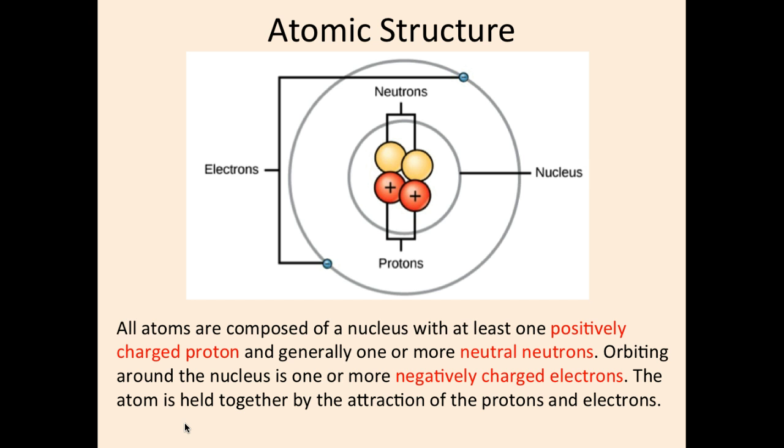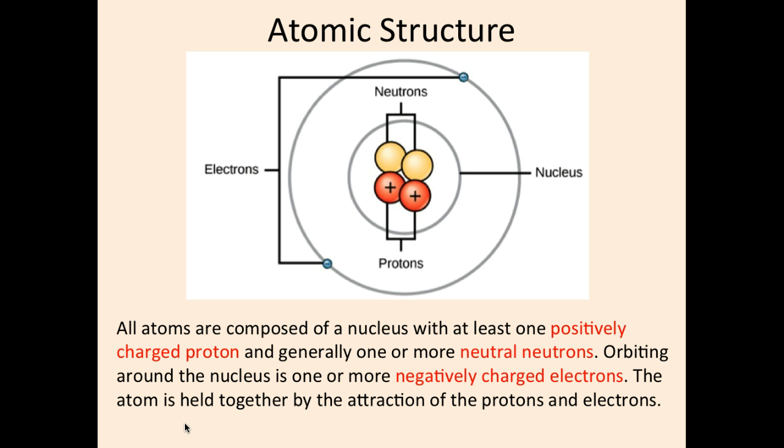Atoms themselves are comprised of a nucleus on the interior, which has at least one positively charged proton and generally one or more neutral neutrons. They have no electrical charge. And orbiting around in one or more orbitals or shells are negatively charged electrons.